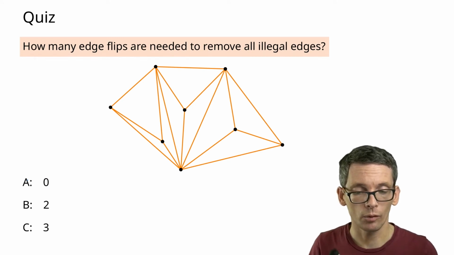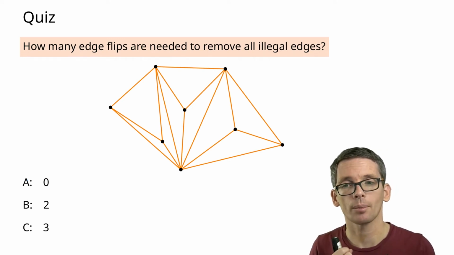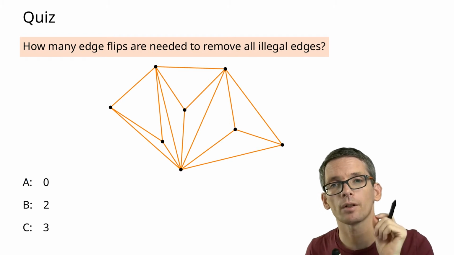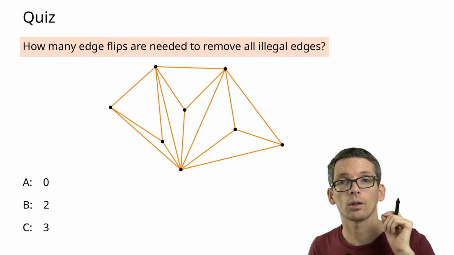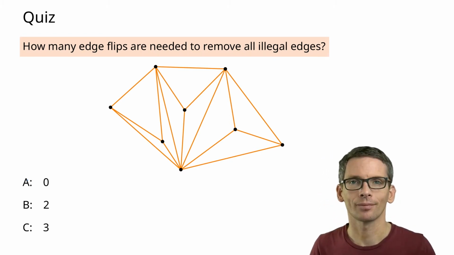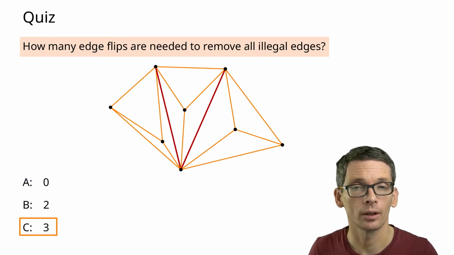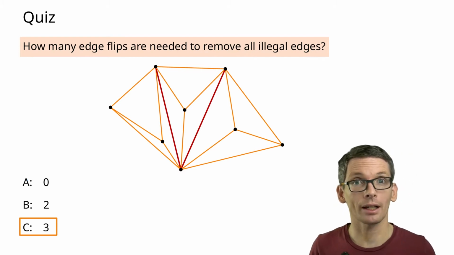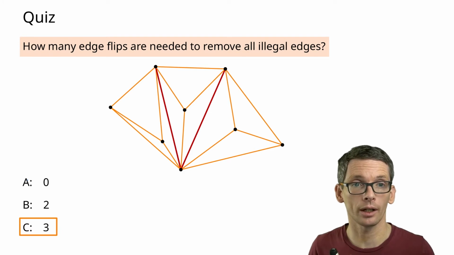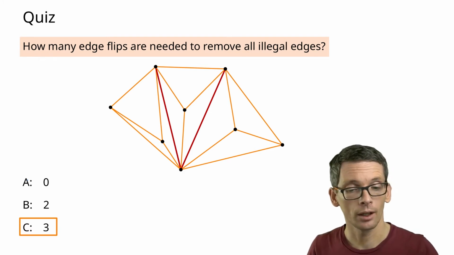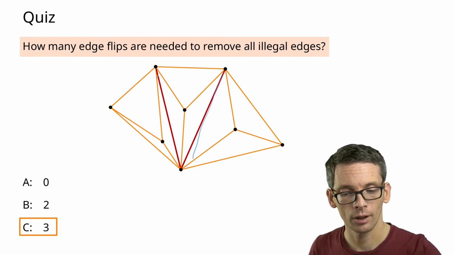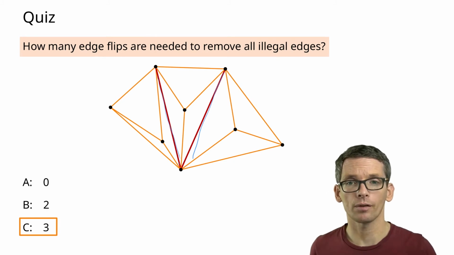If I want to remove all illegal edges in this example, how many flips do I need? 0, 2, or 3? Here I need 3 flips. You might have answered 2 because you see 2 illegal edges, and that is actually correct. There are 2 illegal edges. So why do I say that I need 3 flips?